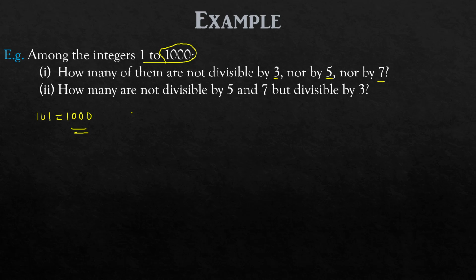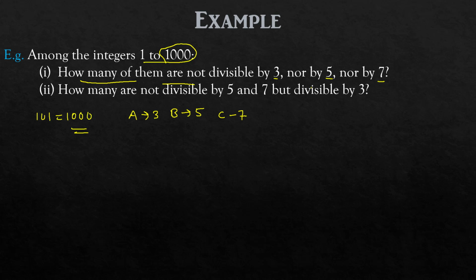Now, A be the set which is divisible by 3. Now, B be the set which is divisible by 5. And C be the set which is divisible by 7. These are the 3 sets. Now, the first condition, what we have to find? How many of them are not divisible by 3, nor by 5, nor by 7? Means we have to find the complement. Right? Not by 3 means complement of A. Not by 5 means complement of B. Not by 7 means complement of C.